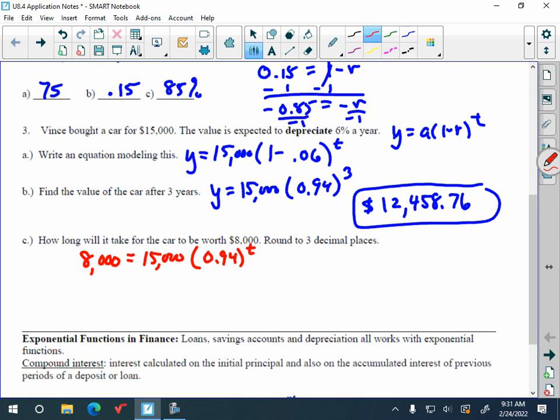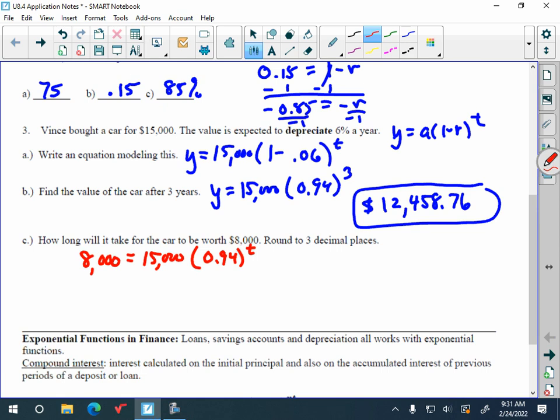Anytime your variable's in the exponent position, you're going to do the exact same steps to solve this every single time. First step, always divide by this number. You have to divide this number over. Second step, change to a log, like the log form. We did this before. That's why with these word problems, really the hardest part now should just be plugging the numbers into the correct formula, because you should all know how to solve exponential equations.